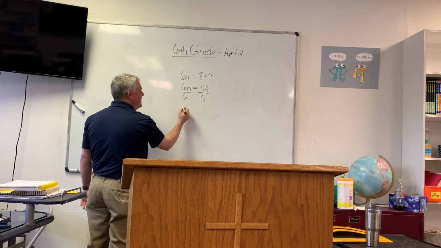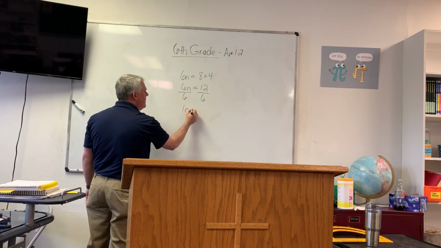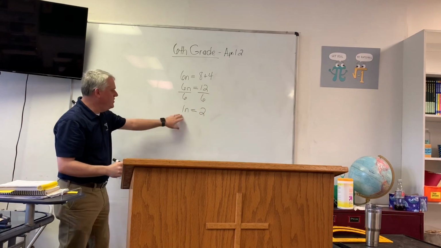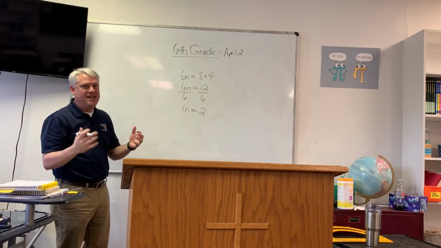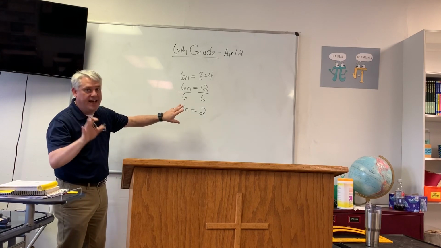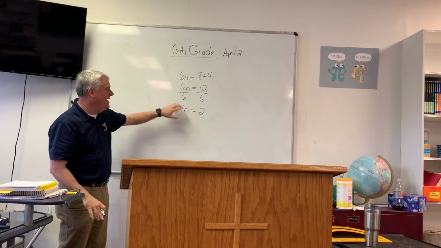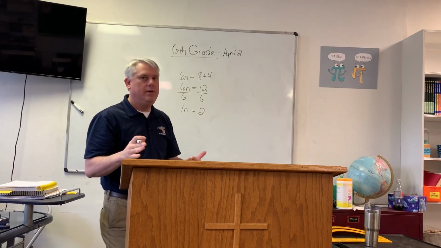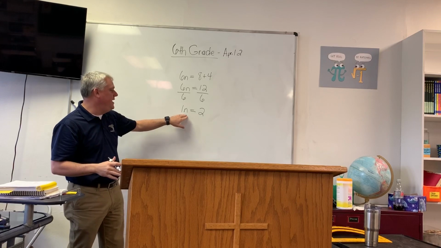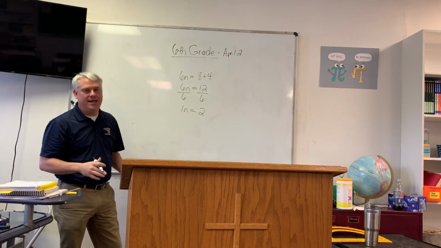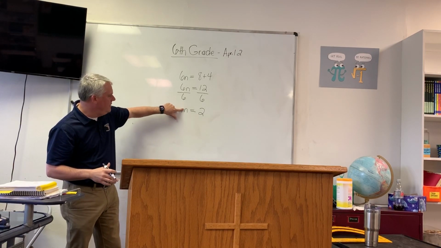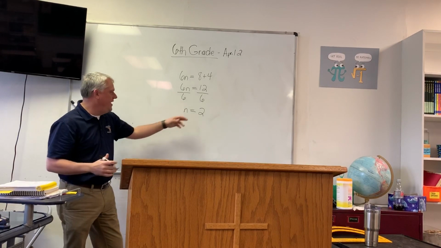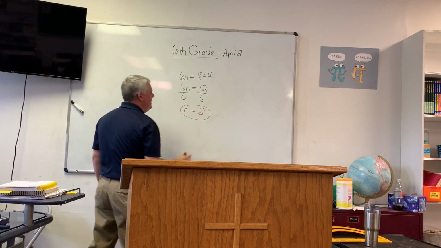6 into 6 is 1. Okay? 6 into 12 is 2. Now, class, notice I wrote 1n. I did that on purpose so that you understand this fact. 6 into 6 is 1. It doesn't cancel it out like it did on the last problem. But when we have 1n, we never write it like this. 1n is just n. Final answer, n equals 2.